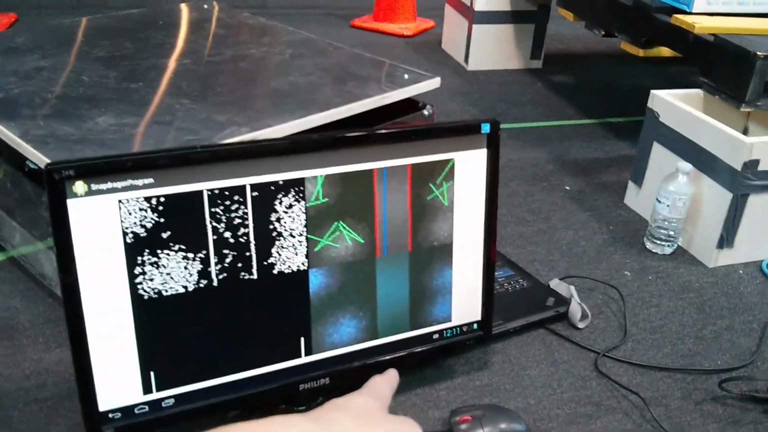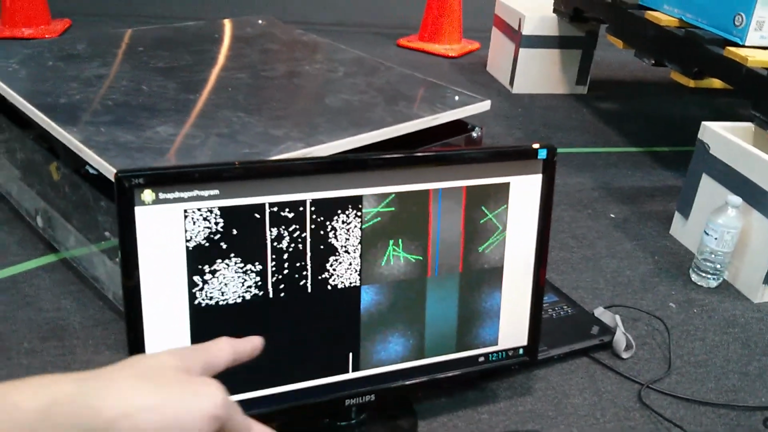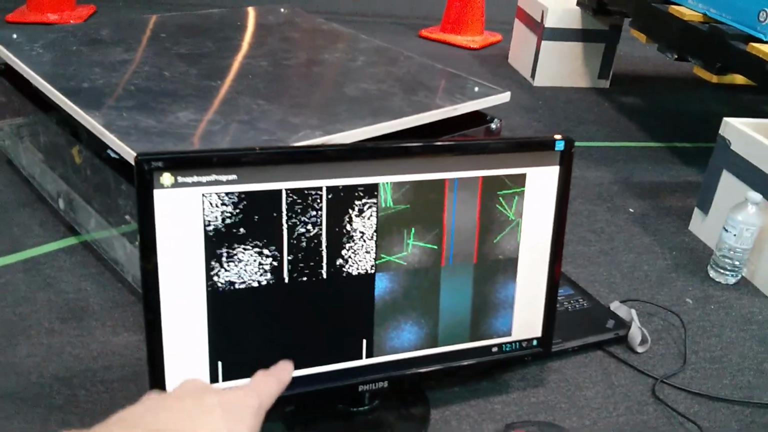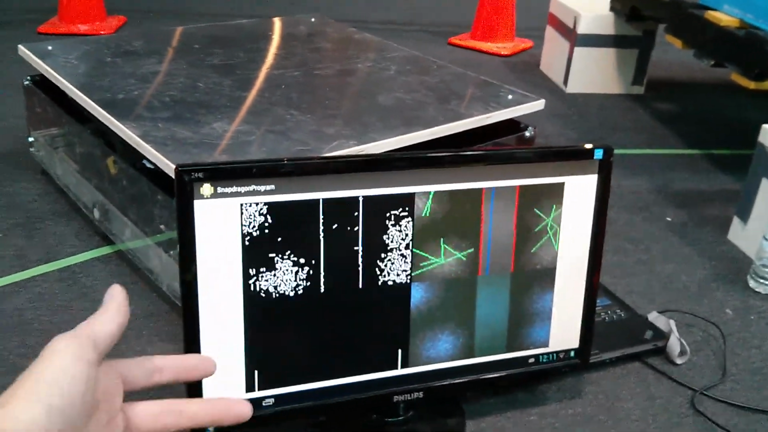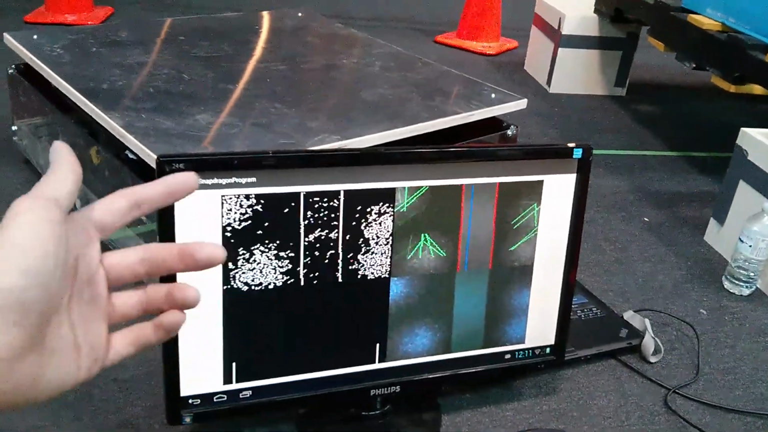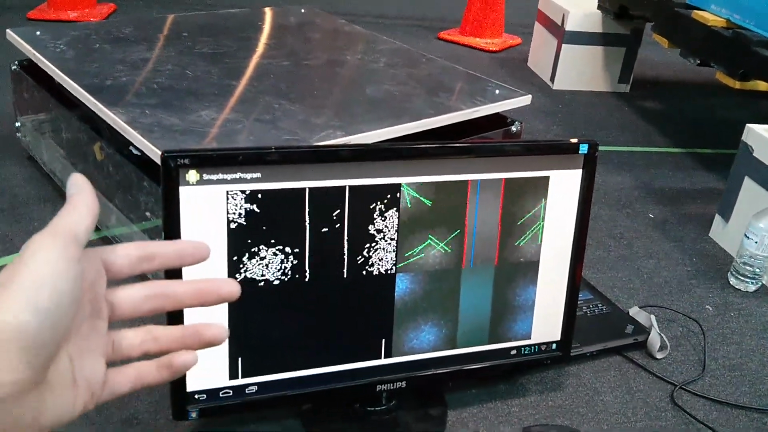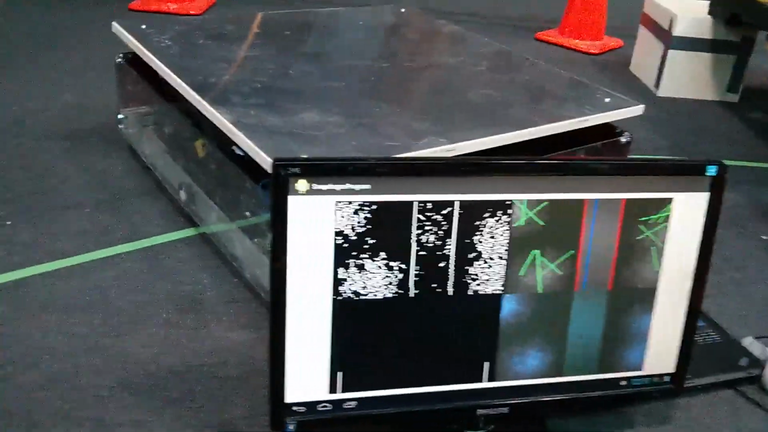And then the raw image is the bottom right corner, and the bottom left corner shows the throttle on the left and right motors. Right now it's at 50%. We set 50% as neutral, and when it goes below 50%, it's going to be reverse, so drive in reverse.